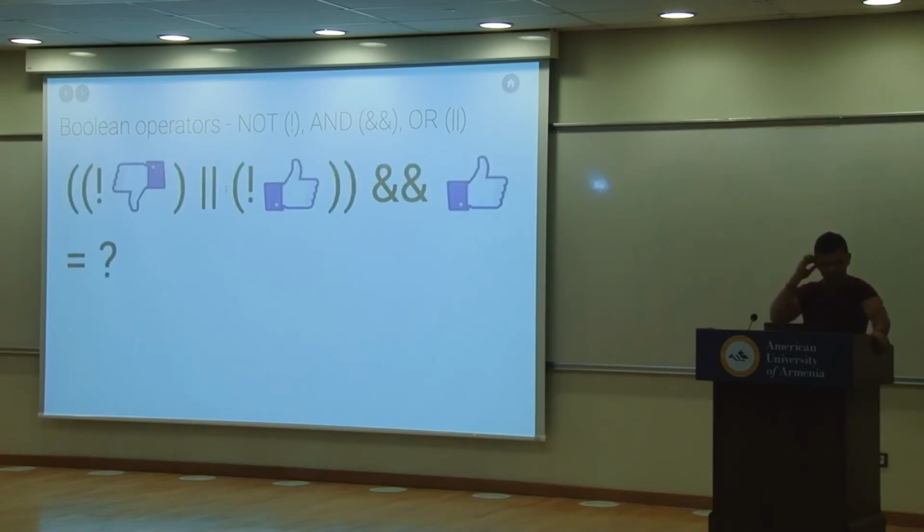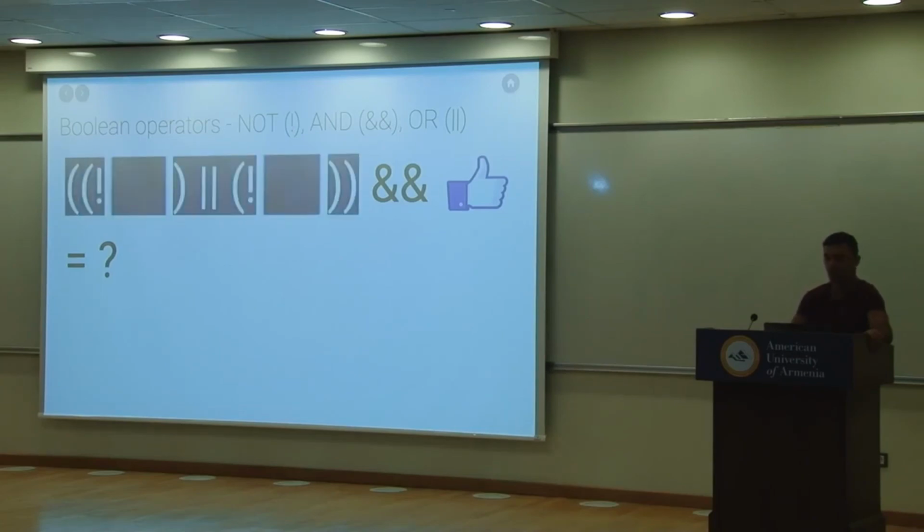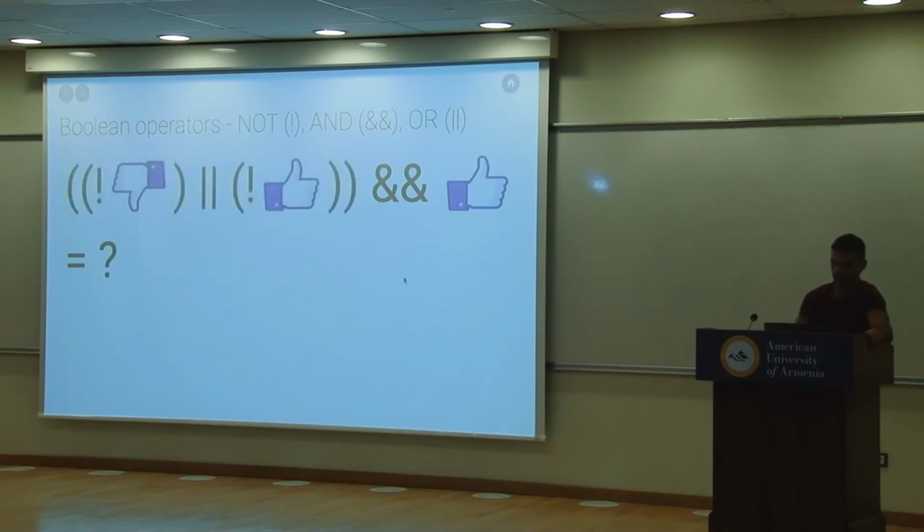Wow, we have a lot of these. Okay, solve for this one. Okay, let's go through this. We flip this one, this becomes true. We flip this one, this becomes false. So we have true or false. What is true or false? True. So all of this becomes true. True and true is very nice.